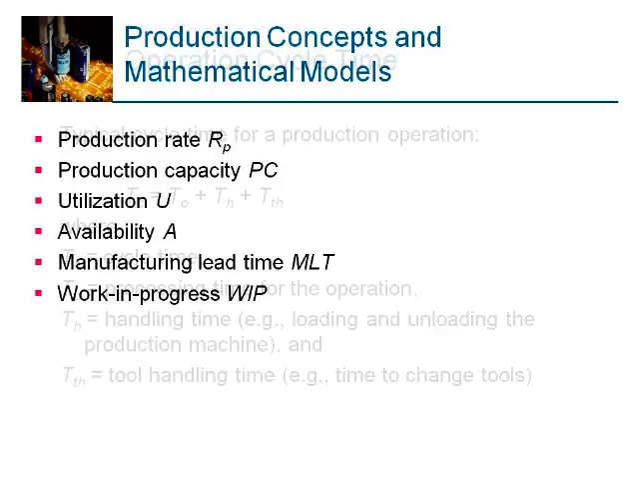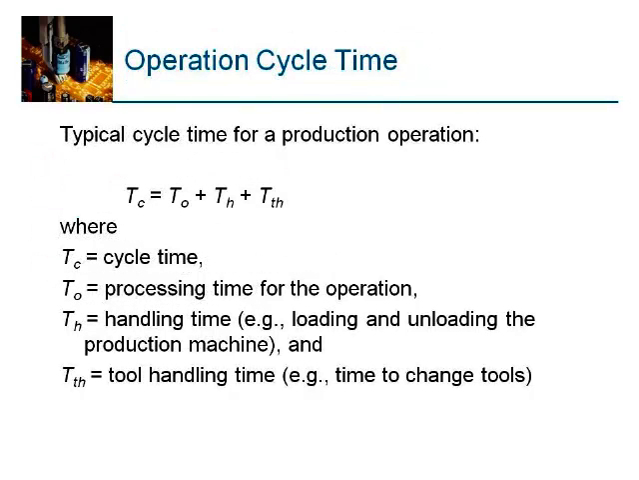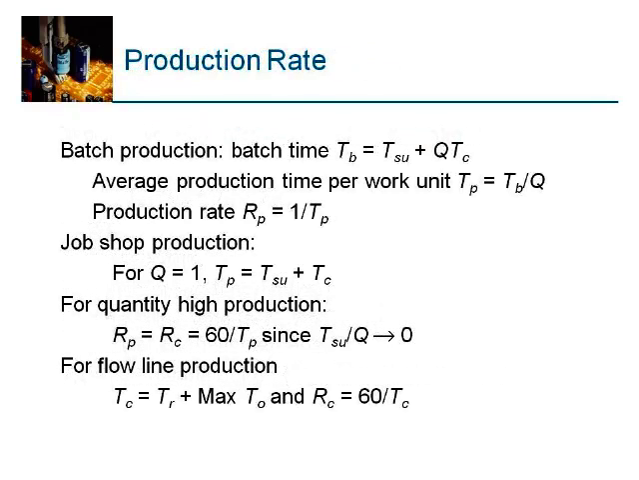And cycle time. A typical cycle time for a production operation is TC equal to T0 plus TH plus TTH. TC is the cycle time, comprising the processing time for the operation, handling time, loading and unloading of the machine and other things, and TTH is the tool handling time, the time to change the tools. Batch production: TB is setup time plus, let us say Q is the batch size and TC is the cycle time, then setup time plus total time of operation is called the batch time. The average time per unit is TP equal to TB by Q. Production rate is 1 by TP.